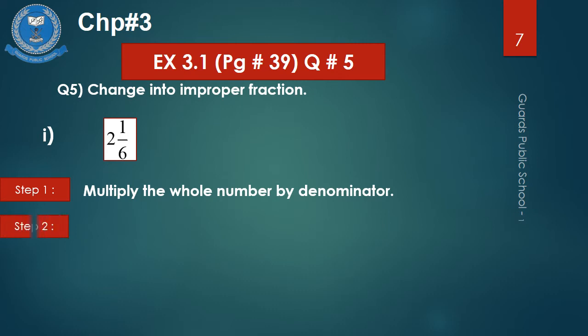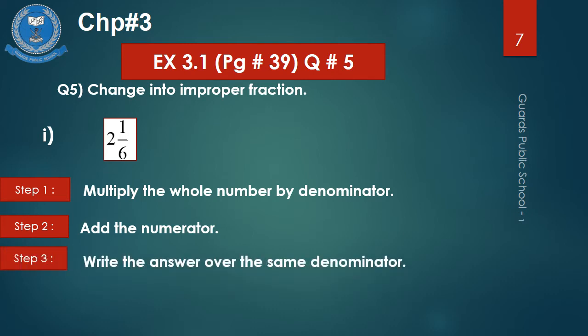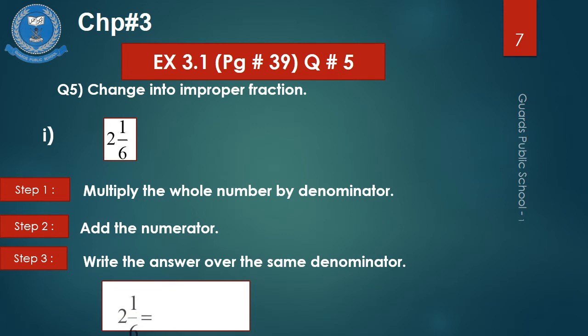Now step number 2: add the numerator. Now 2 sixes are 12, and 12 plus 1 is 13. So step number 3, write the answer over the same denominator. So you can write 13 upon 6. Can you understand? I hope you will understand. If you do not understand, please repeat this video twice. You can understand it very easily.